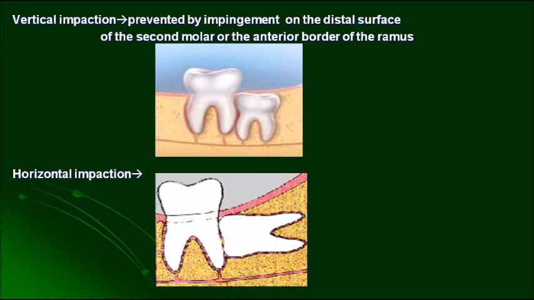So that is why it is prevented by impingement on the distal surface of second molar or the anterior border of the ramus. Okay, clear? So that is vertical impaction. And the last one is horizontal impaction. It is horizontally impacted and it is exerting its force on the distal roots of the second molar. So that is the different types of impaction. Mesioangular is the most commonly found impaction type. Then we have the distoangular impaction, vertical and the horizontal impactions.